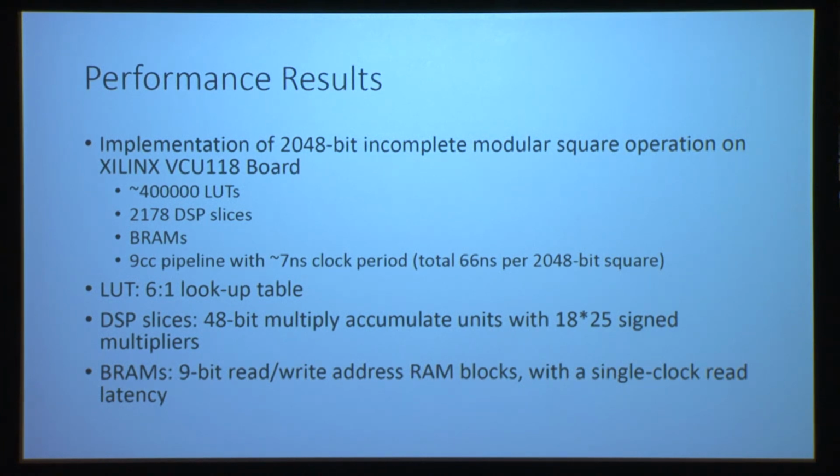So in the end, we achieved close to 7 nanosecond clock periods with a 9 clock cycle pipeline, totaling 66 nanoseconds per 2k-bit square operation. So yeah, this is it.